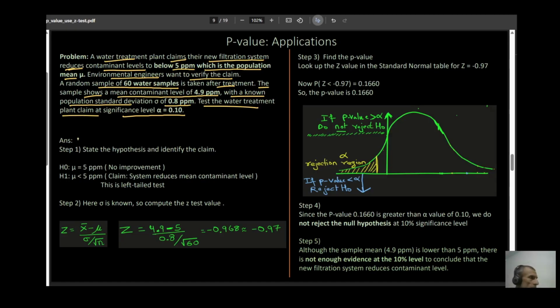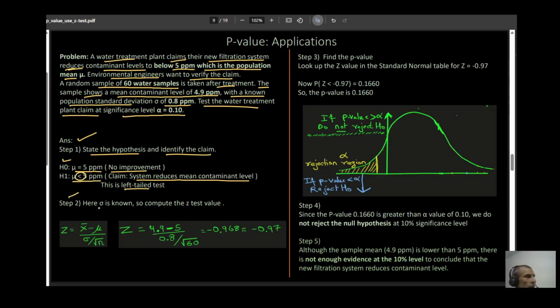Follow the same steps. Step 1, state your hypothesis, identify your claim. My null hypothesis is that there is no improvement, everything is the same. So mu equal to 5 parts per million. The claim is that the system reduces the mean contaminant level. Well, in that case, my mean is less than 5 parts per million. Since there's a less than sign, I'll be using a left tail test.